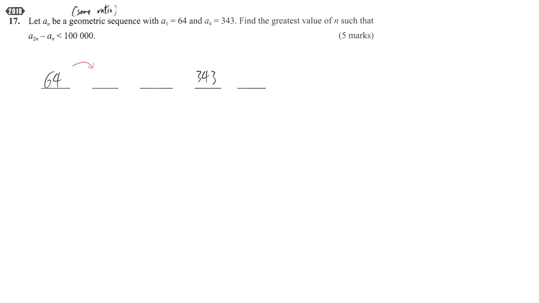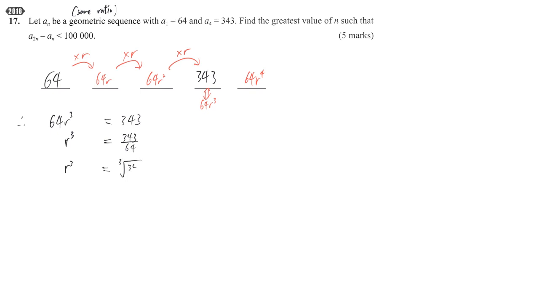If we think about times R, that means the first one, we times R for 3 times, it gives us 343. So if you understand the logic, you may directly write down 64 times R power 3 will give you 343 here. Afterward, we just need to solve this equation. R power 3 is equal to 343 divided by 64. I don't want power 3, that's why I take the cubic root.